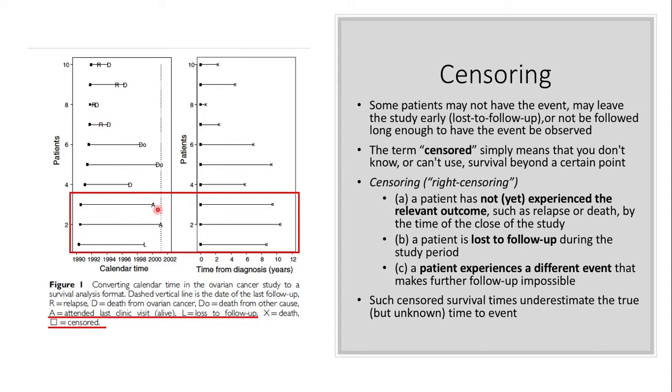Here, this patient was still alive at the end of the study. And this patient was lost to follow-up. Now we convert this to a survival analysis format. Here you can see X is where they had the events of interest, and then the squares are where they were censored. And so you have to code the data appropriately so that you can crunch the numbers in the statistical software.